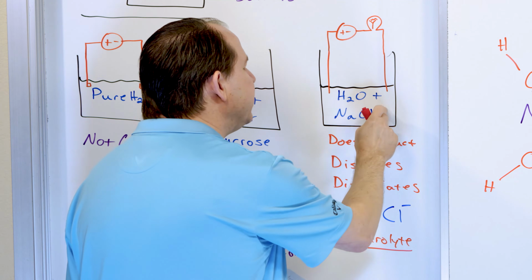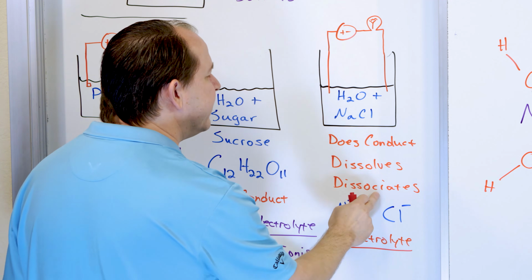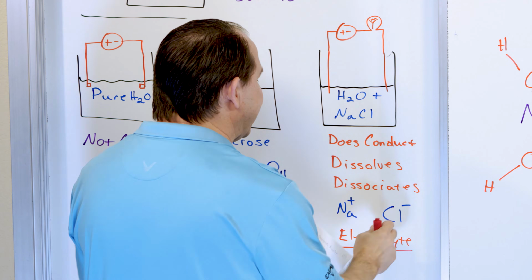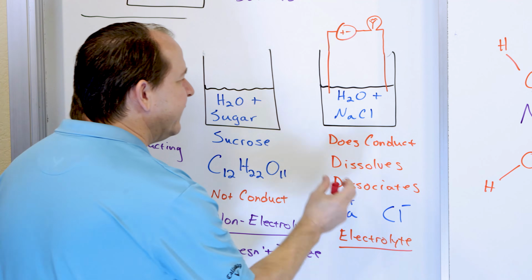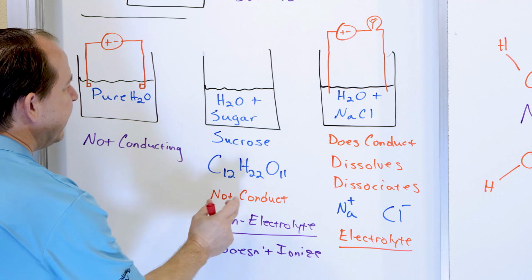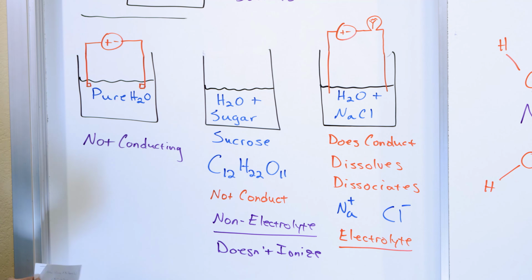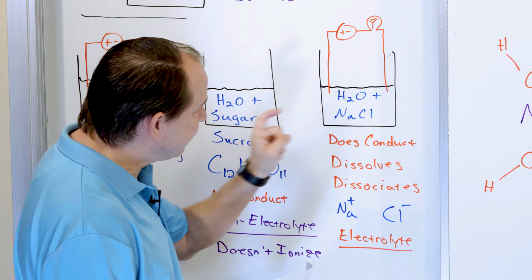But if you put sodium chloride in there, it will conduct electricity, it does dissolve, and it does what we call dissociate, break down further into its ions. So it's called an electrolyte. An electrolyte is a substance that breaks down into its ions. A non-electrolyte is a substance that doesn't break down into its ions, even though they both dissolve, okay? And it conducts electricity because of this.